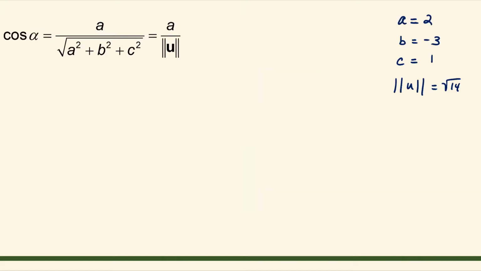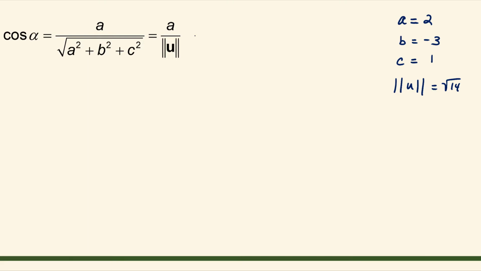Now that we have values for a, b, c, and the magnitude of vector u, we can now find our direction angles alpha, beta, and gamma. We know that cosine of angle alpha is equal to a divided by the square root of a squared plus b squared plus c squared, or in other words, is equal to a divided by the magnitude of u.